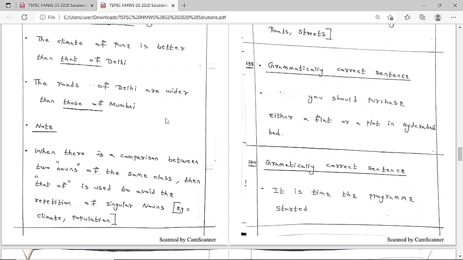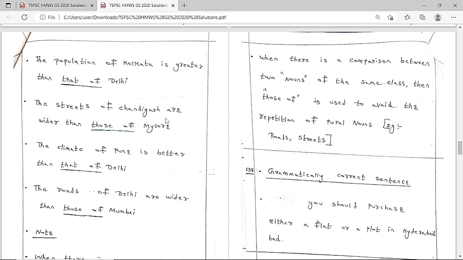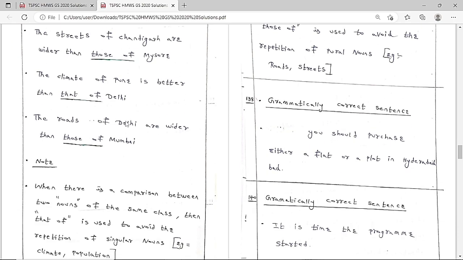Whenever there is a comparison between two nouns of the same class, then that of is used to avoid the repetition of similar nouns. Example, climate, population. And whenever there is a comparison between two nouns of the same class, then those of is used to avoid the repetition of the plural nouns. Example, roads and streets. So this is the correct solution of this question.